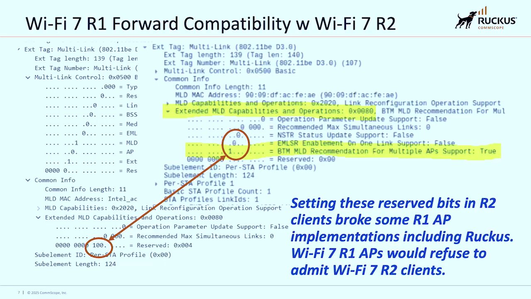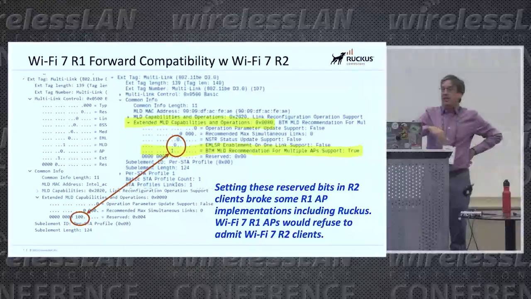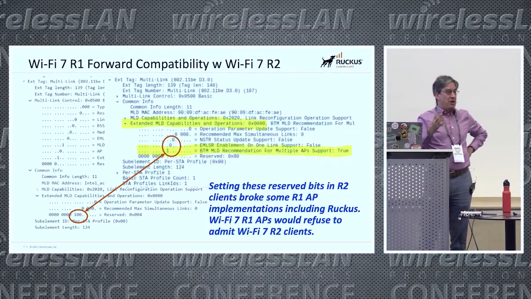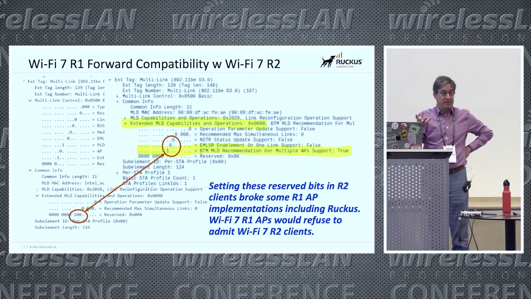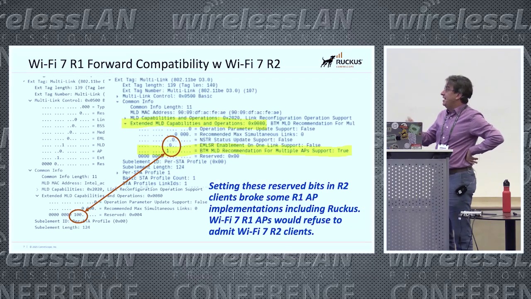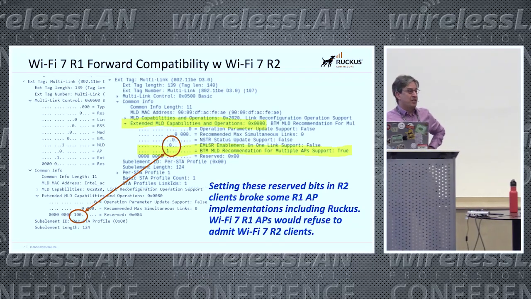This is the Extended MLD Capabilities element. Prior to Wi-Fi 7 R2, it was reserved. But Wi-Fi 7 R1 implementations expected all of those reserved bits to be 0, right? And when Wi-Fi 7 R2 devices showed up and set those bits to 1, the Wi-Fi 7 APs barfed, or some of the Wi-Fi 7 APs barfed, and wouldn't admit the Wi-Fi 7 R2 client.